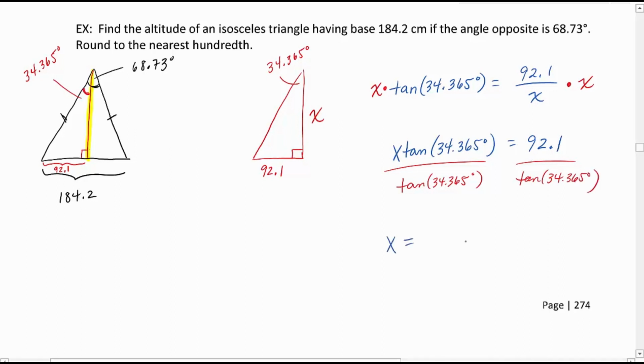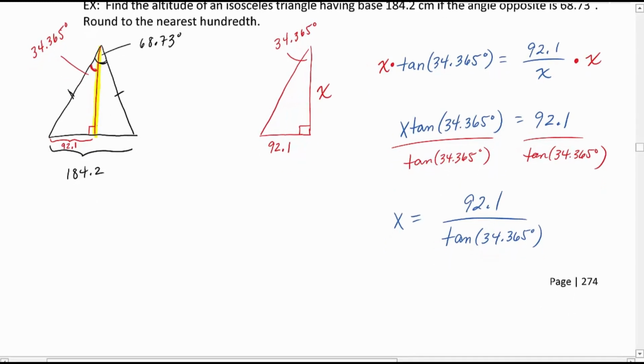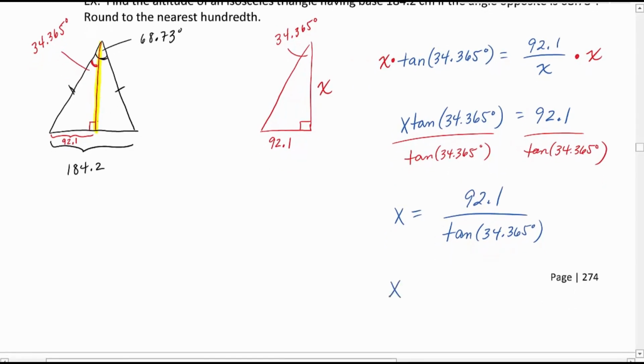This gives us x equals 92.1 divided by tangent of 34.365 degrees. We'll put that into our calculator and round to the nearest hundredth. That gives us that x is equal to 134.69, and our unit is centimeters.